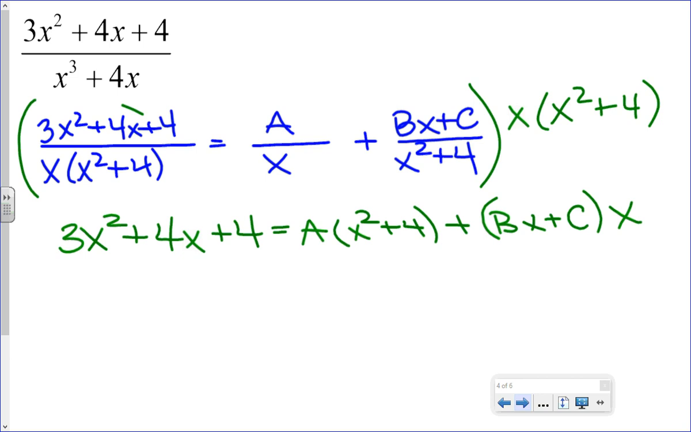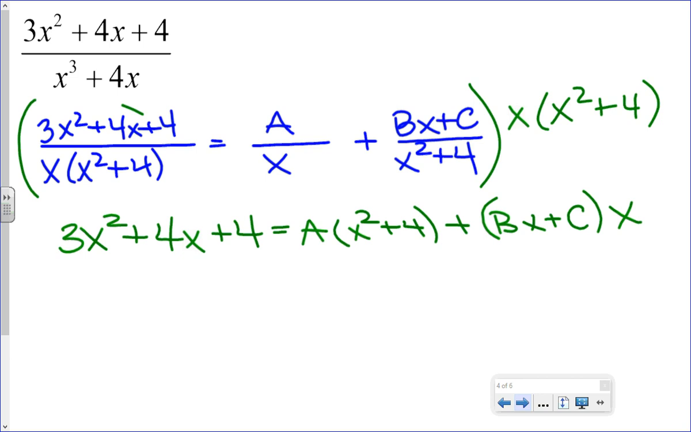Okay, so now you can see our problem. Yeah, we can plug in 0 to get rid of this, and we can easily find A. But there is no real number we can plug in here to help us find B and C. So we're going to have to move to an alternate method. Okay, so for these last 2 examples, I want to show you what I call comparing the coefficients.